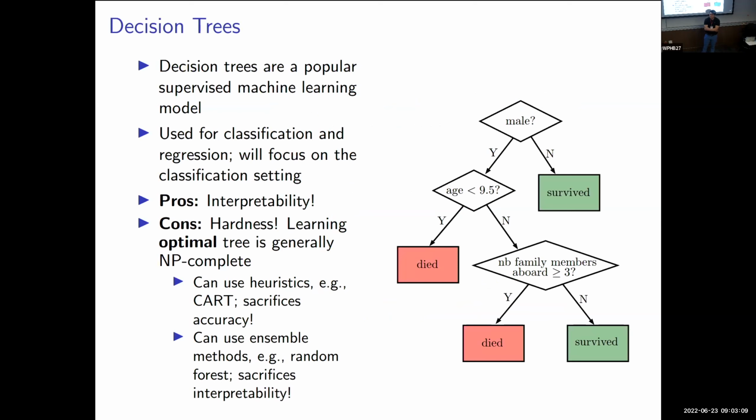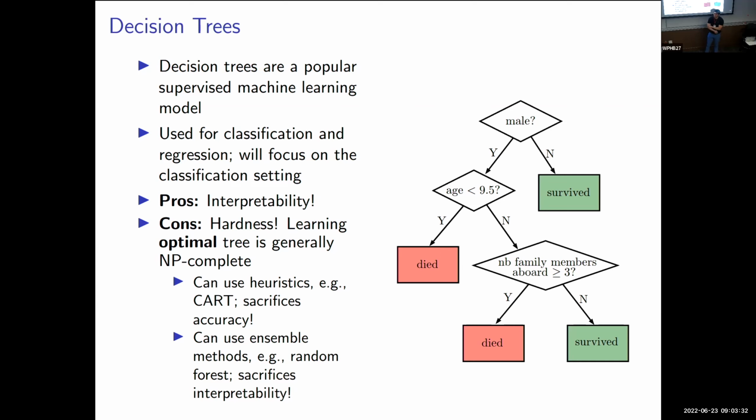So this talk will be about decision trees. I'm sure many of you know what these are, but I'll go over them regardless. They're a supervised machine learning model used for classification and regression. We'll be focusing on the classification setting. On the right is an example of a decision tree. You've probably seen something like this before. It's used to classify whether or not someone survived or died in the Titanic.